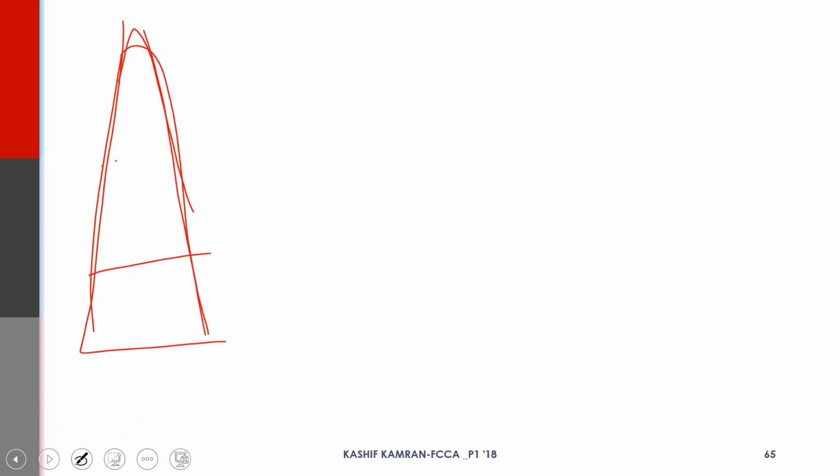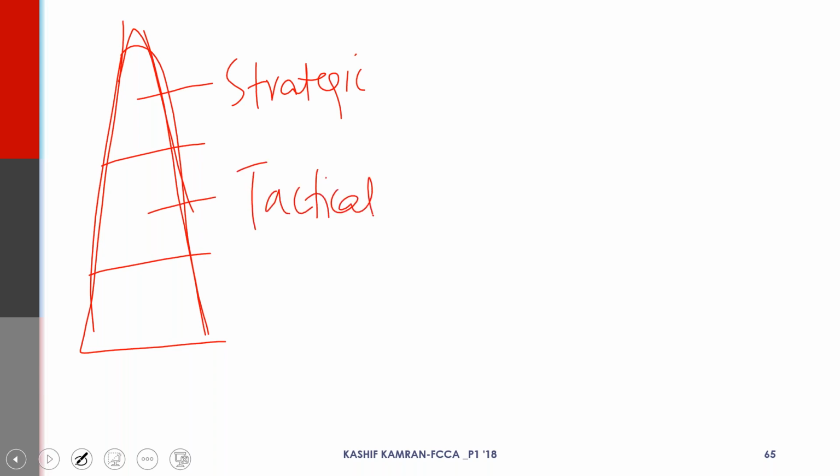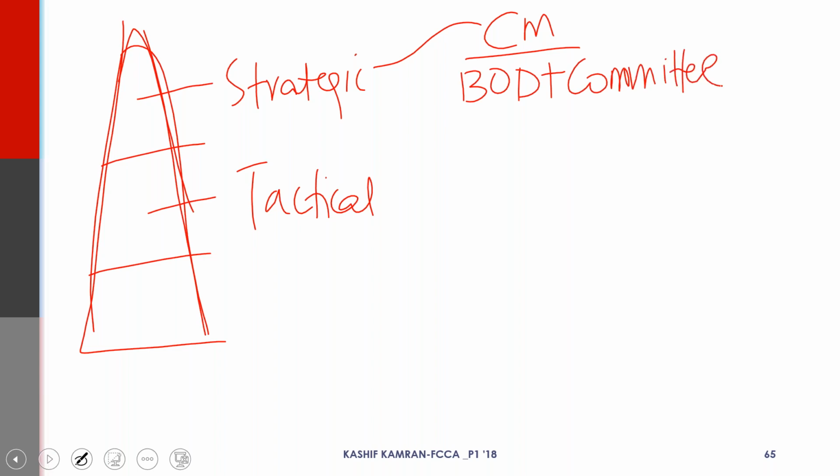Now, we know there are 3 levels in an organization. This is known as the strategic part of the company, right? And this is known as the technical part of the company. Now, at the strategic part is the chairman. Under the chairman is the board of directors, and with the board of directors are the committees. So the chairman runs the board.